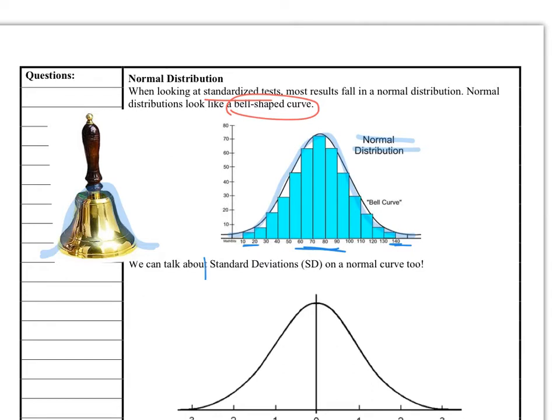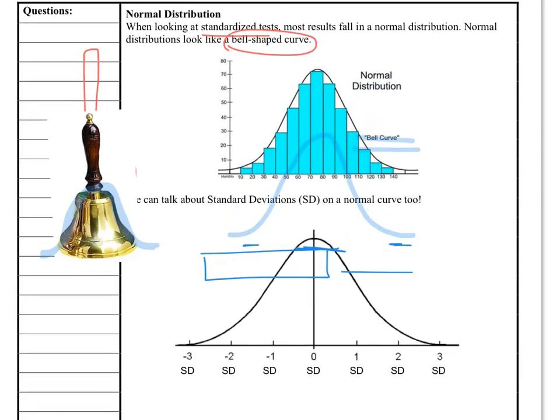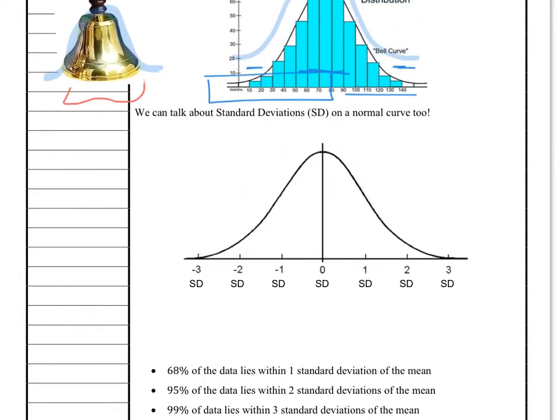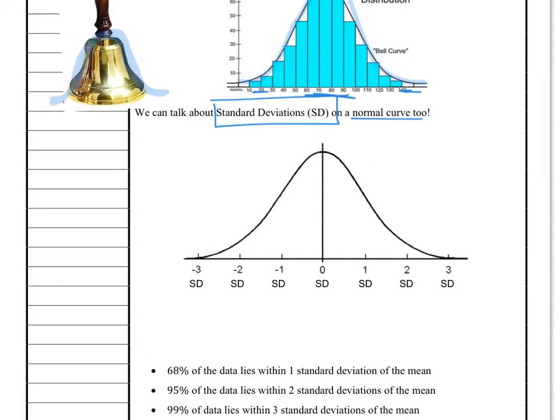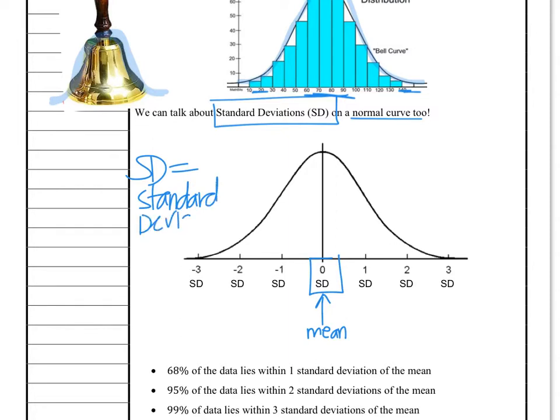So we can also talk about standard deviations on a normal curve as well. So on a normal curve, or that bell-shaped curve with normal distribution, we have the mean right in the middle. So the mean goes here, which is 0 standard deviations from the mean. SD, by the way, means standard deviation. And then we can go 1 standard deviation to the right and 1 standard deviation to the left.